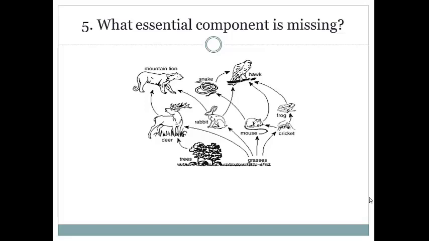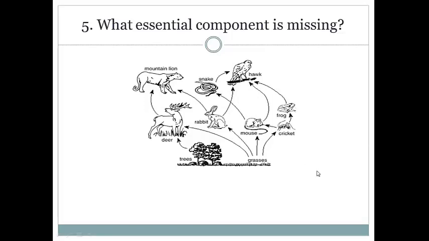So the next question asks, what essential component is missing from this ecosystem? Down here at the bottom, we've got our trees and grasses. Those are my producers. And then I've got my deer, rabbit, mouse, and crickets. Those guys are going to be consumers. The mouse, since it also eats the cricket, would be a secondary consumer. Same thing, the frog is also a secondary consumer. The snake and the mountain lion, according to this food web, those are secondary consumers, and the hawk would be a tertiary consumer because it eats the frog, a secondary consumer.